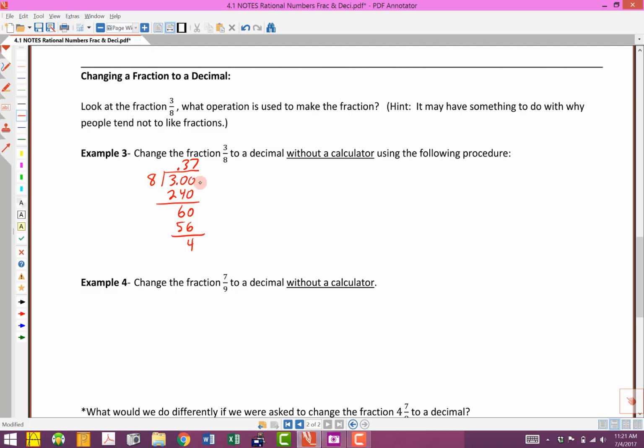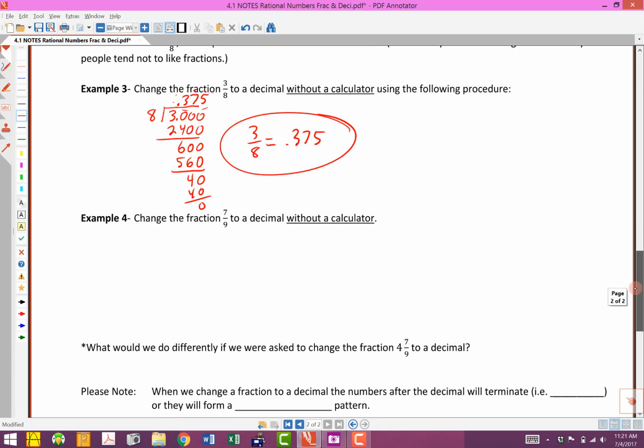8 doesn't go into 4, and I just kind of get in the habit of keeping things lined up, putting a 0 down here, and then 8 does go into 40. It goes in 5 times, so I'm going to follow this straight up. I'm going to put a 5 right there, do the multiplication. There's no remainder here, so that is the answer right there. So 3/8 written as a fraction is going to be 0.375 as a decimal. Okay, and that's the procedure we go through. We actually just go through and do long division.